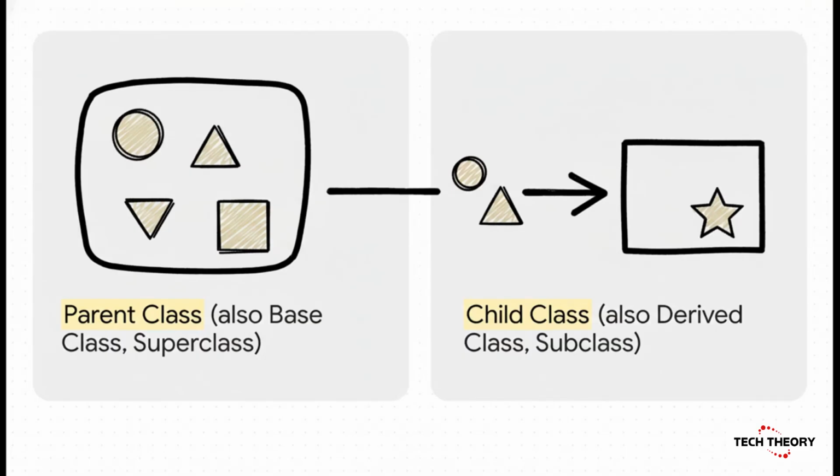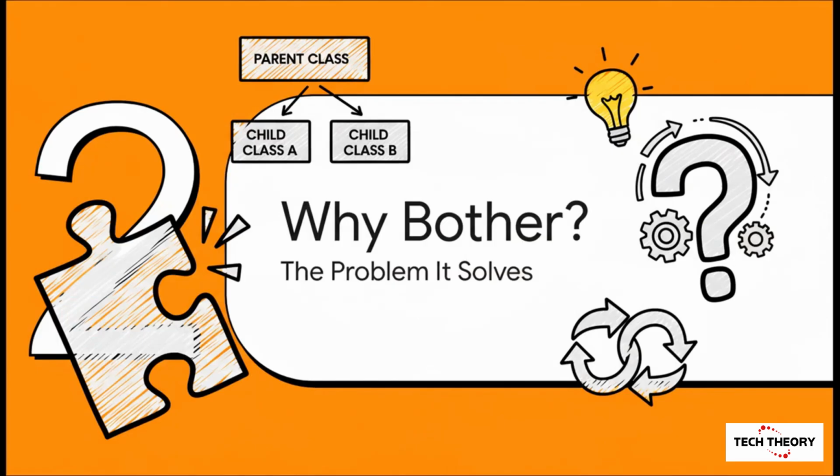Now, when you start learning about this, you're going to hear a few different terms, but don't let them throw you off. There are two main players here. On one side, you have the parent class. Sometimes people call it the base class or the superclass. On the other side, you've got the child class, which you'll also hear called the derived class or subclass. They all mean the exact same thing. One class is the blueprint, and the other one gets a copy of that blueprint to start with. Simple as that.